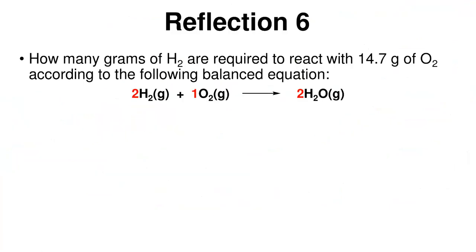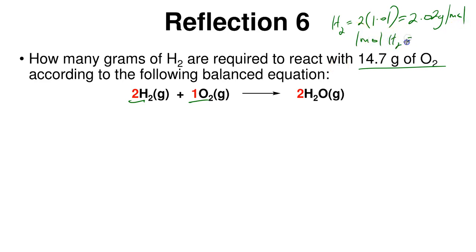Here in reflection 6, we're basically doing exactly what we've done. Again, it says, how many grams of hydrogen are required to react with 14.6 grams of oxygen according to the balanced equation. So our concern here is between these two and these two, which I've already calculated. Hydrogen: to calculate the molar mass of hydrogen, simply 2 times 1.01, which gives you 2.02 grams per mole. So it simply means that a mole of hydrogen gives you 2.02 grams of hydrogen. So we know that already.